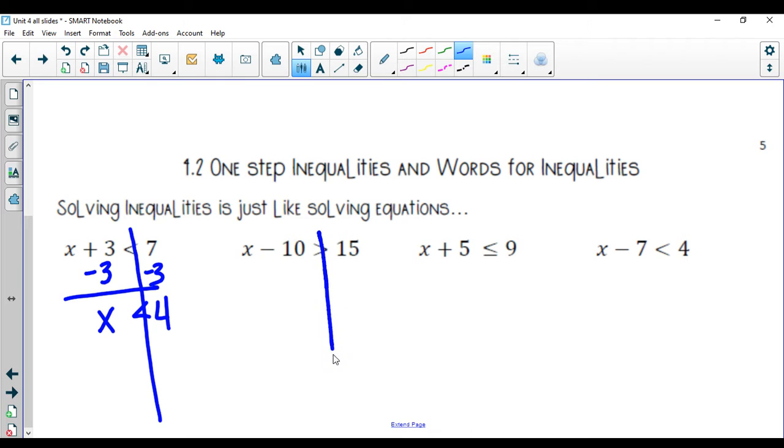In the next one, go ahead, drop your line down. X minus 10 is greater than 15. I'm going to add 10 to both sides, leaving me with x is greater than 25.